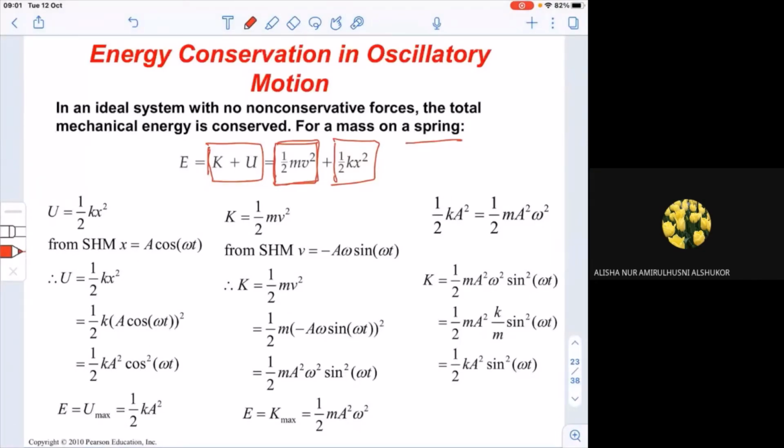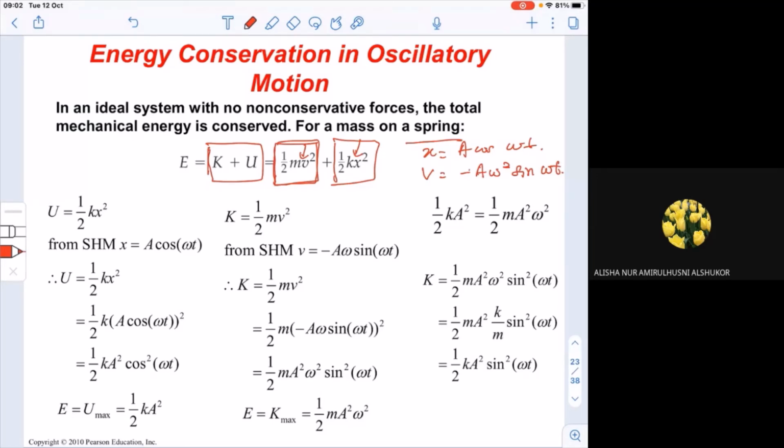But we have now seen that x is equivalent to A cos omega t, while v is negative A omega sine omega t. If you look carefully, x and v here have a different role. That is not just a normal velocity, because now velocity is in terms of a radian part, which is negative A omega sine omega t, while x is not just a normal elongation, but now contains A cos omega t.